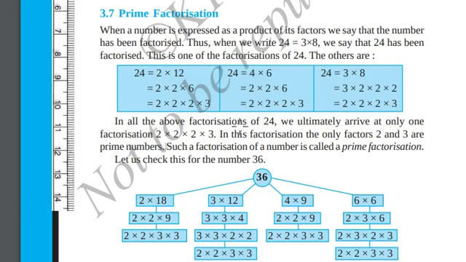In all the factorizations of 24, we ultimately arrive at only one factorization, 2 times 2 times 2 times 3. Such factorization is called prime factorization.